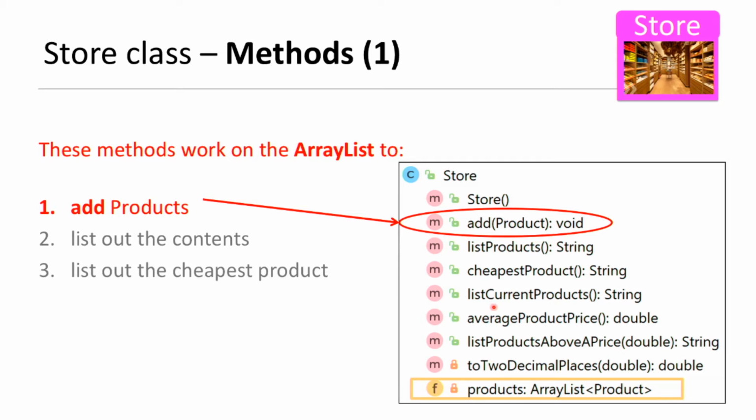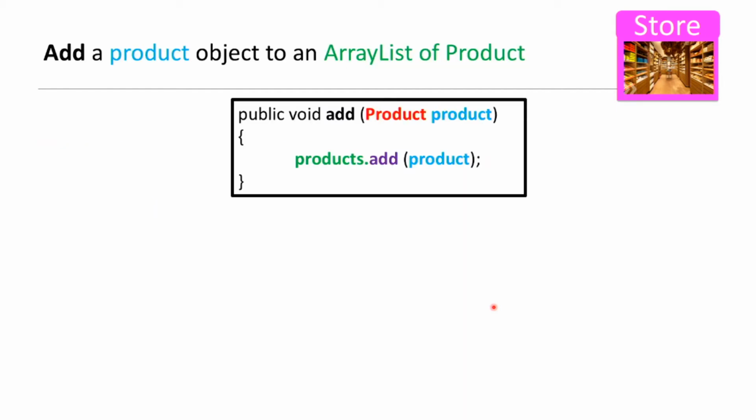The first one is to add a product to the store. Me calling out the word product over and over is not going to help, so I've used color coding to help you identify what we're talking about. We're adding a product object, that's in blue, to an array list of product, which I'm representing in green. The red here is the type, and that type is the product class.